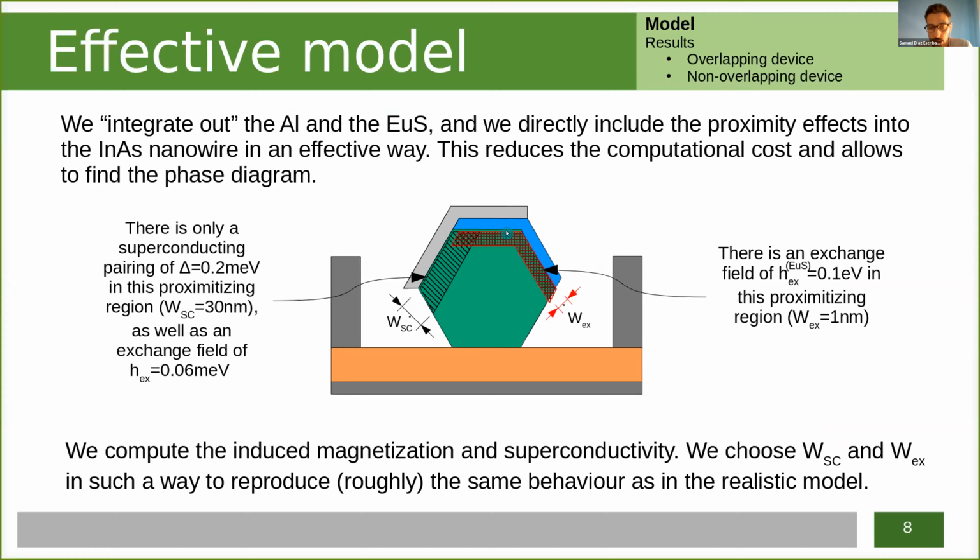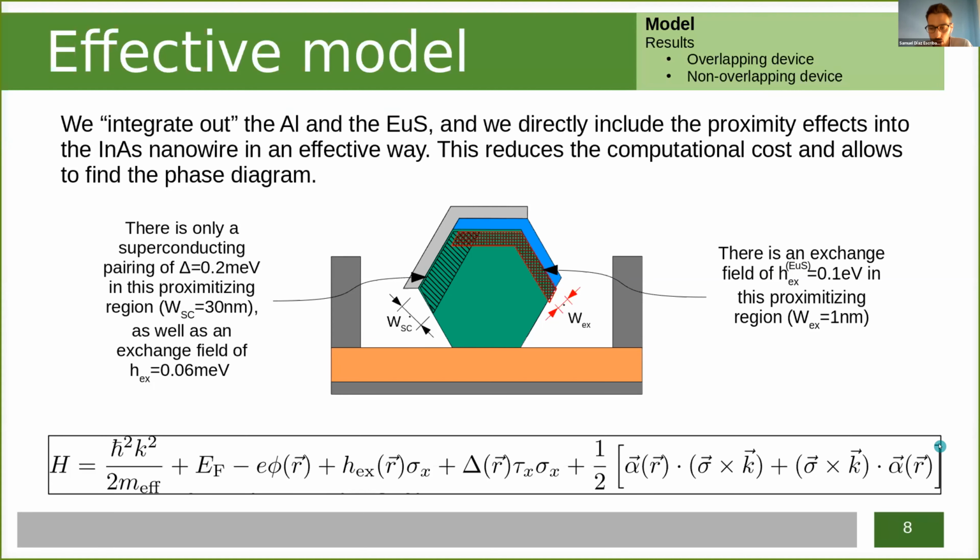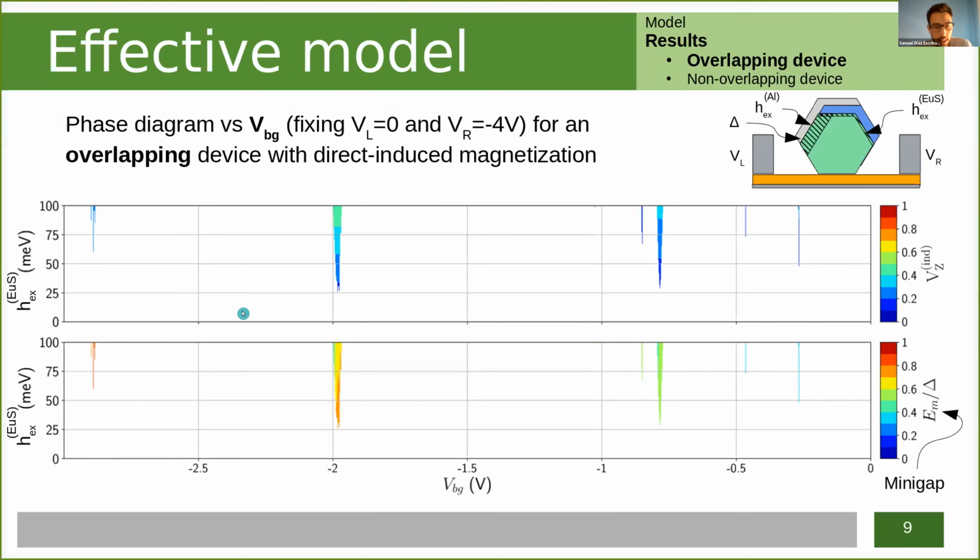On the other hand, in the region close to the europium sulfide, here in red, we assume that there is a large exchange field, but in a very narrow region. And this is because the europium sulfide at the end is an insulator. So now we can use exactly the same Hamiltonian as before, but now this Hamiltonian only applies to the nanowire inside. So we can diagonalize this Hamiltonian as well, and we can compute the topological invariant. And this is what we do here.